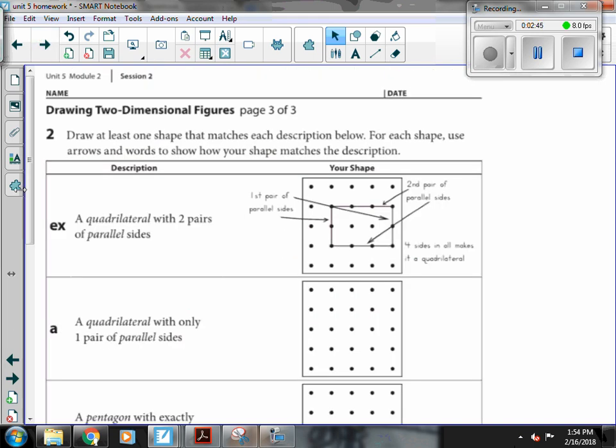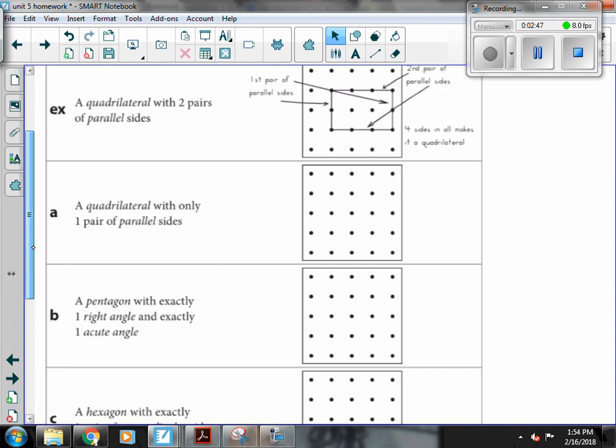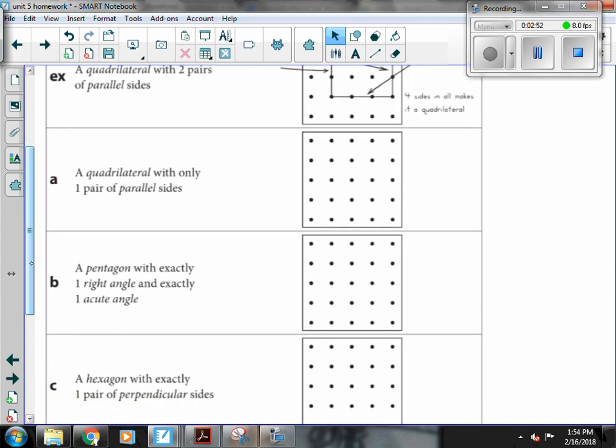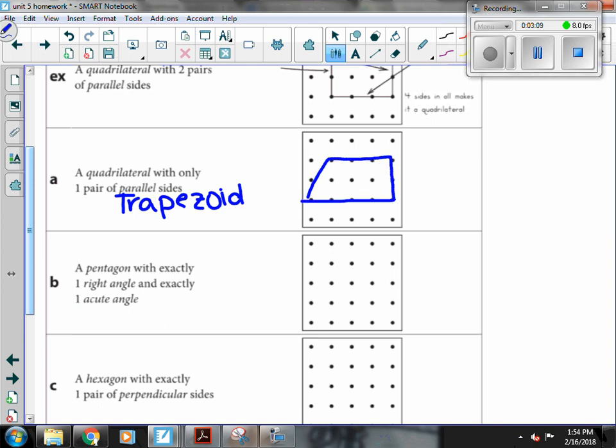On the back, now we're drawing the two-dimensional. This one is a quadrilateral with only one pair of parallel sides. That means it must be a trapezoid. How you want to draw your trapezoid is up to you, whether you want to have both sides slant or just one. I'm going to have only one slanted side on mine. And there's parallel, and there's parallel. And then these two are the ones that are not.